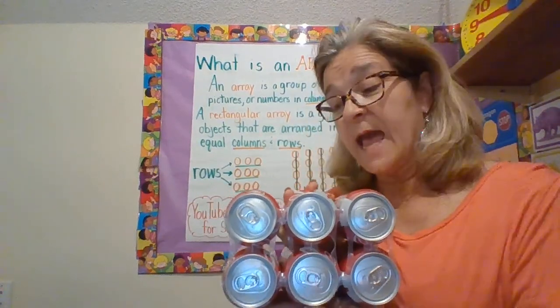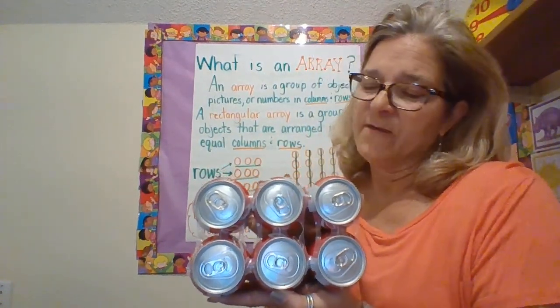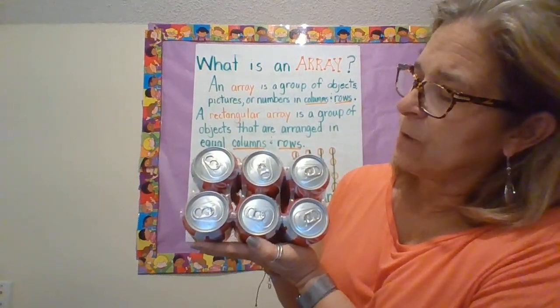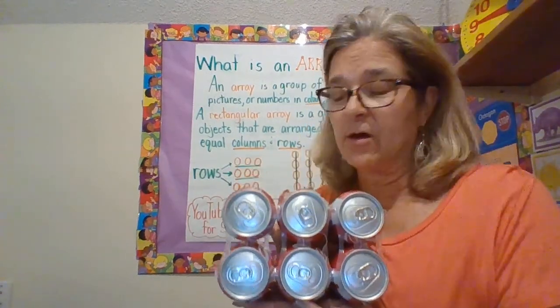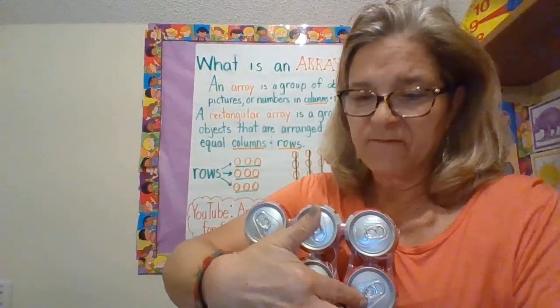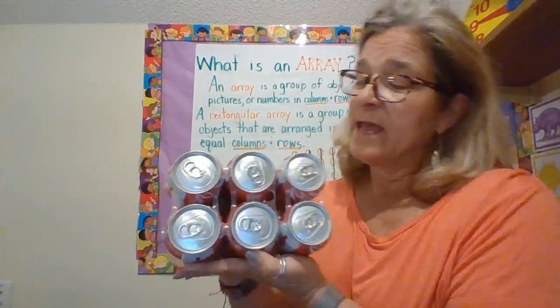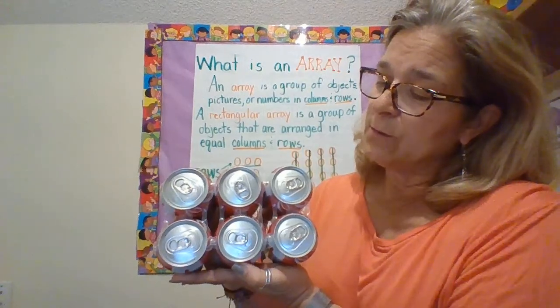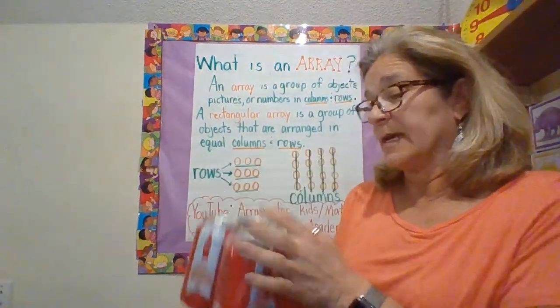So if we have in this array 2 rows and 3 columns, we can find out how many we have altogether. We can count 1, 2, 3, 4, 5, 6. And this array with 2 rows and 3 columns, there are 6 drinks.